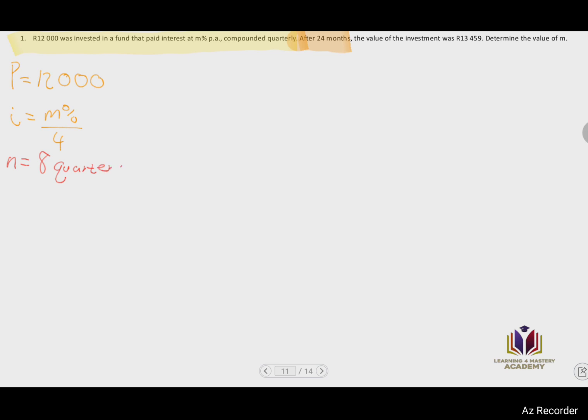The value of the investment was 13,459. So after the 24 months, the value of the investment was 13,459, meaning that's our accumulated amount. It should be A. It's going to be 13,459. Okay.